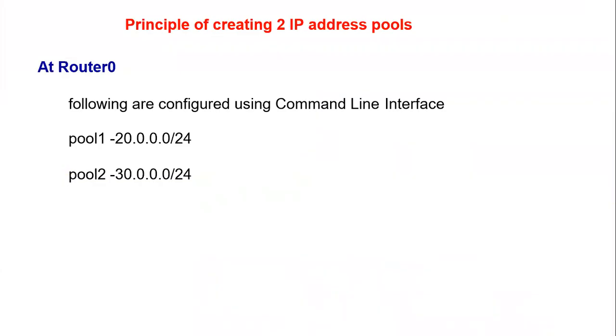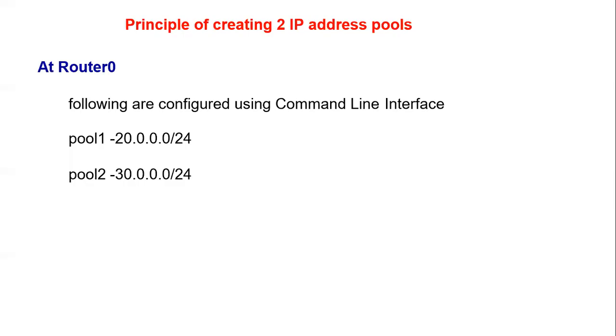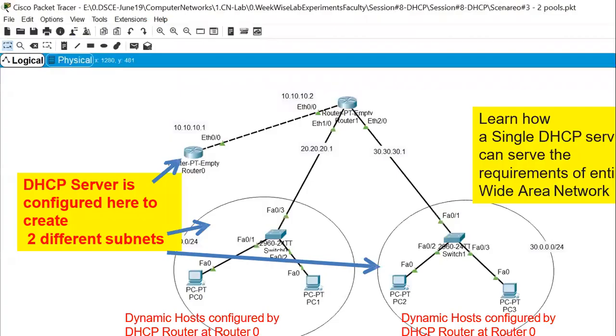So now what will be the commands or the pools that are required? Now since we are connecting 2 subnets, we require 2 pools of addresses, because this address space should not overlap with the other subnet's address space. So we require 2 different LANs, 2 different pools of addresses. So we'll assign the first subnet as 20 network and the second one as 30 network. Now this has to be configured at router 0. At which router? The router which we have configured as DHCP server.